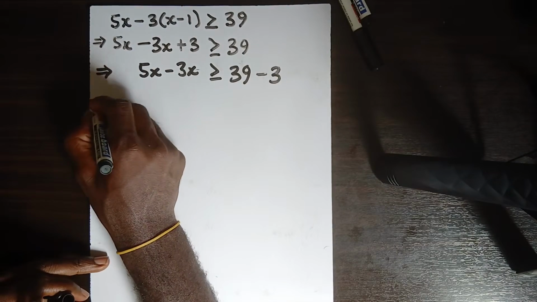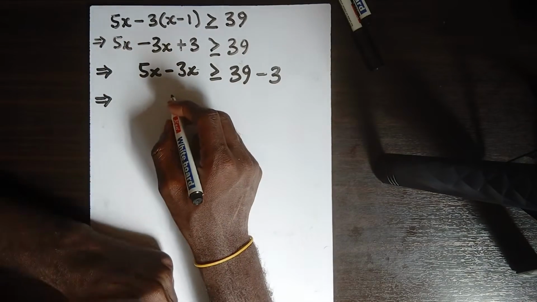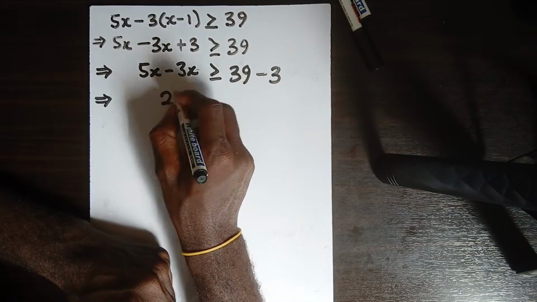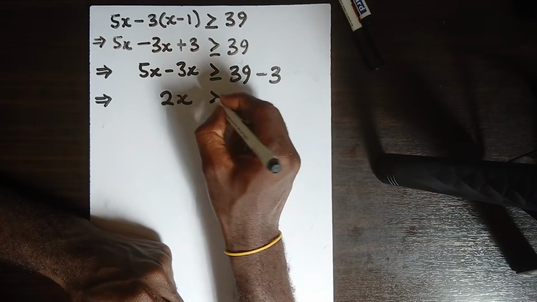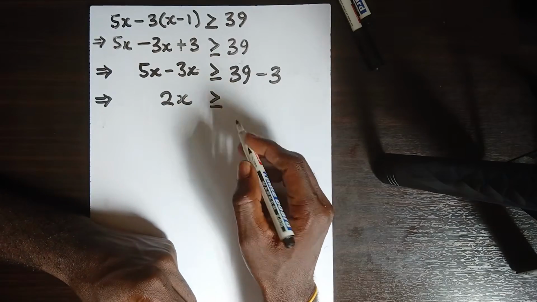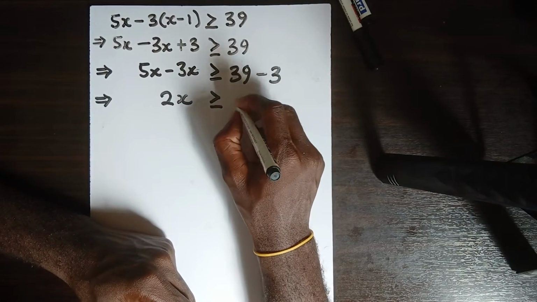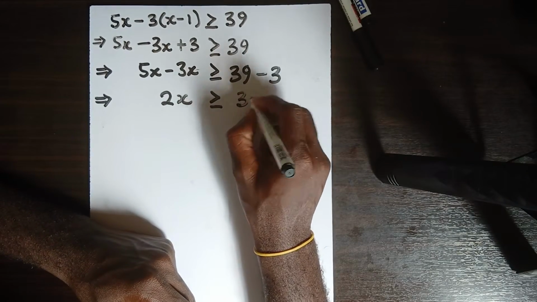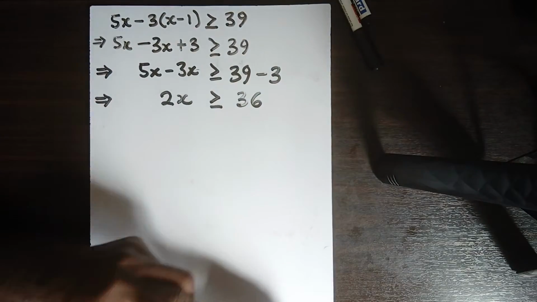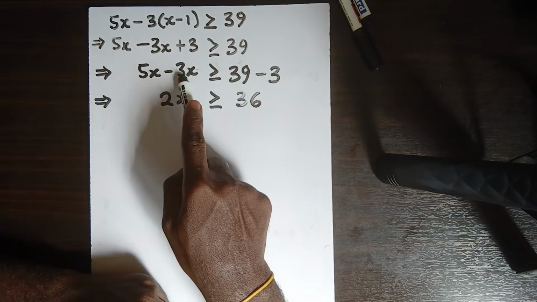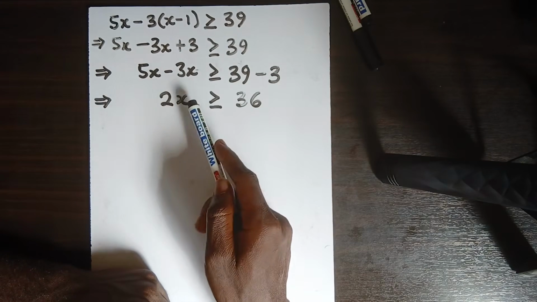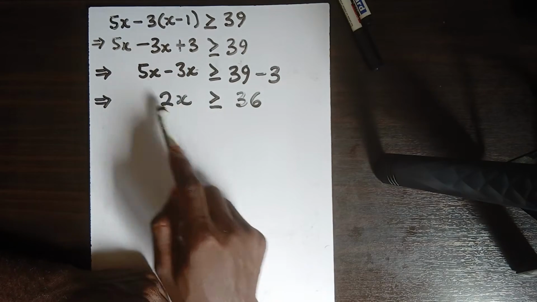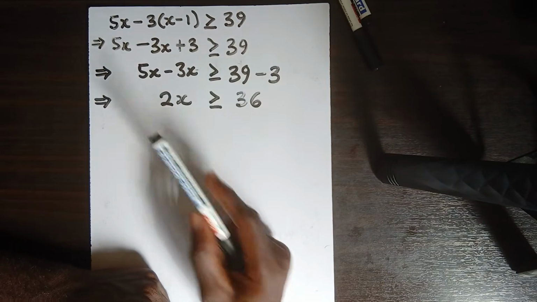And now 5x minus 3x will give us 2x greater than or equal to 39 minus 3. That will give us 36. So this is simply 5 minus 3. 5 minus 3 is 2. And the variable that we are talking about, x, is common to each of them. So we have the x here.